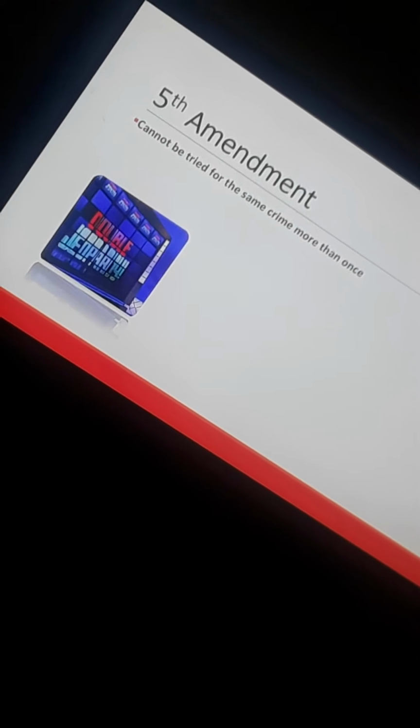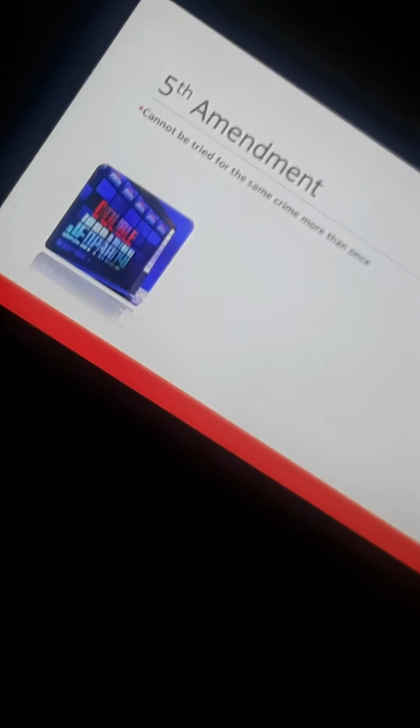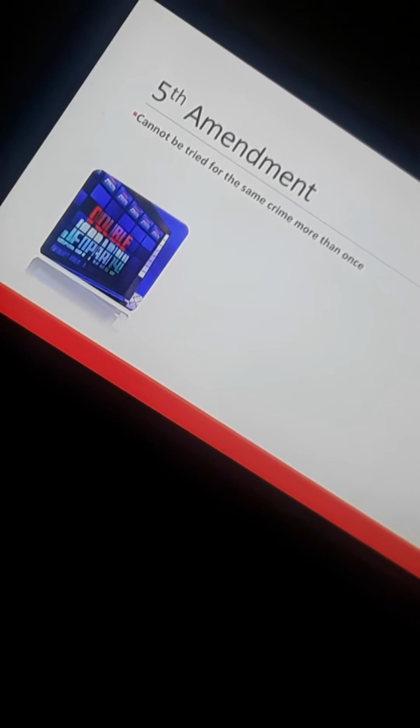Now, the Fifth Amendment, you're probably familiar with this idea called I plead the Fifth, and I'm going to get to that in a second. But the first one I want to talk about is something called double jeopardy. It states you cannot be tried for the same crime more than one time. Essentially, the government, if they feel they have a case against you and they take you to trial, they have one opportunity to find you guilty.